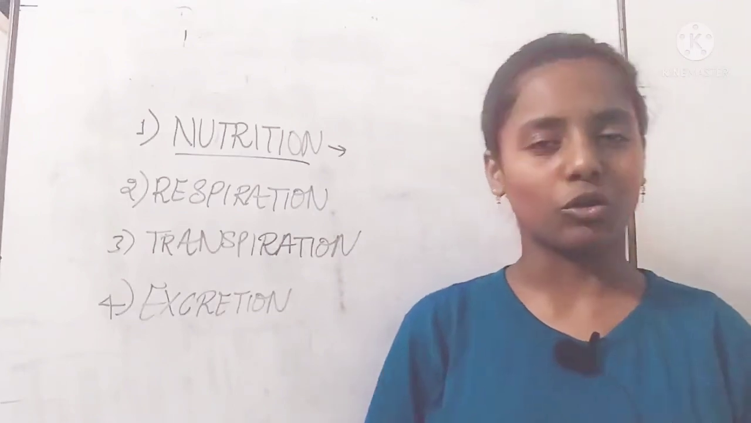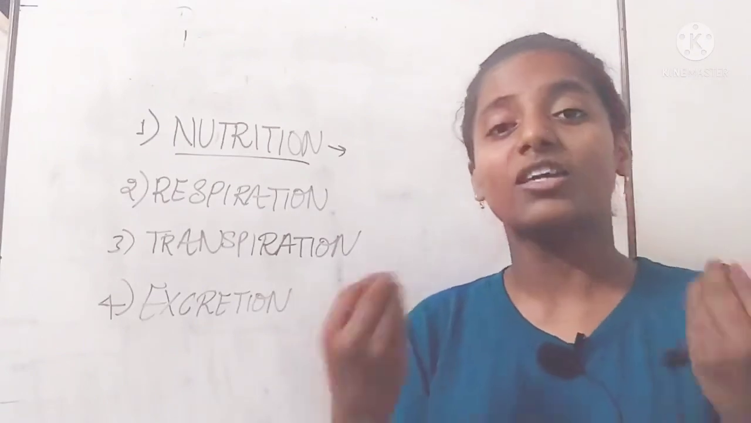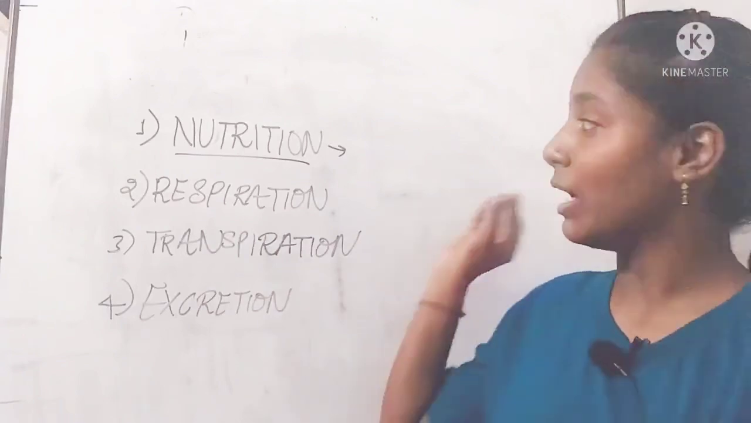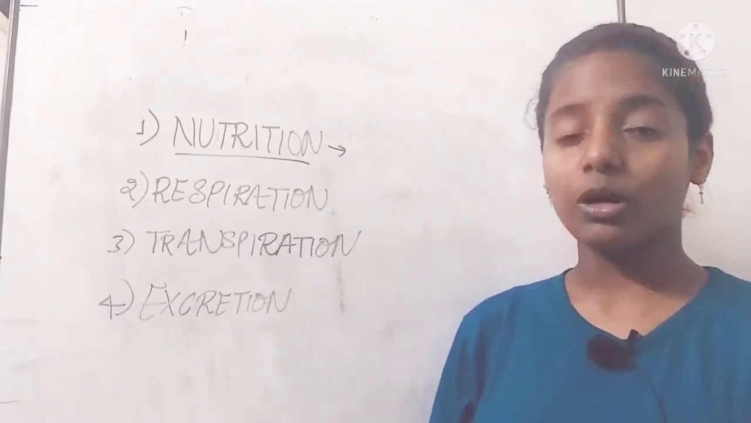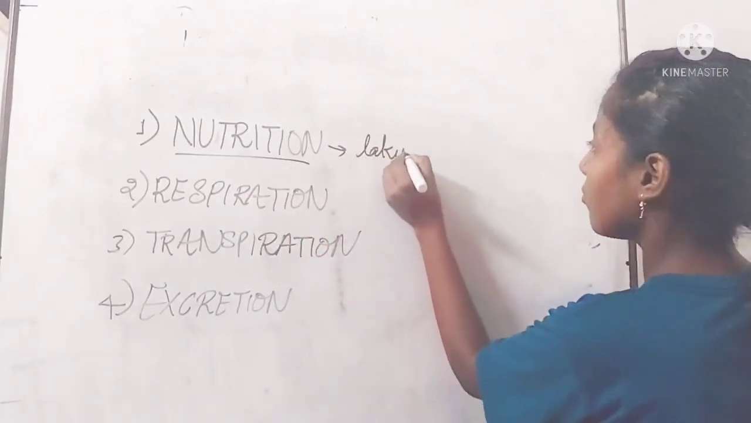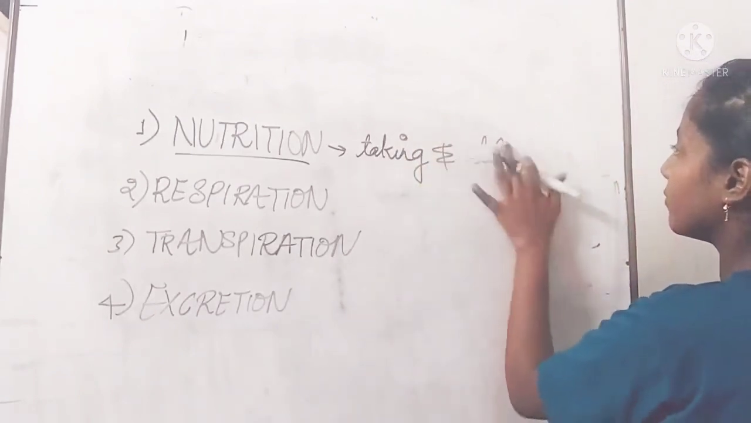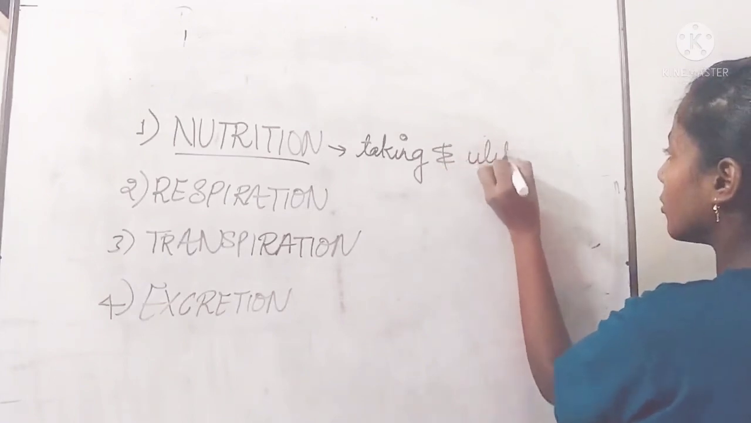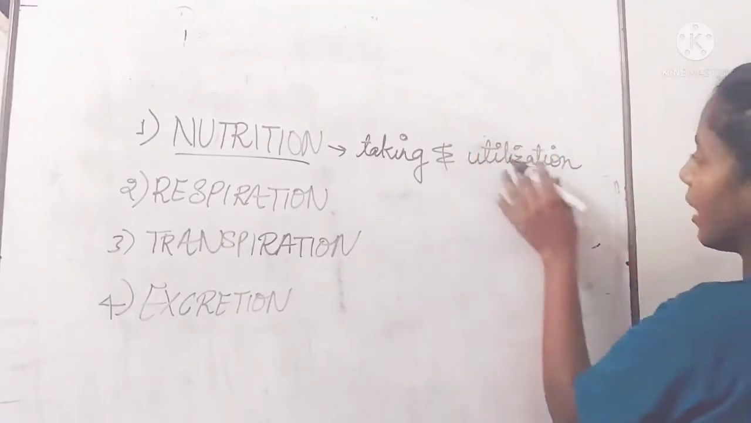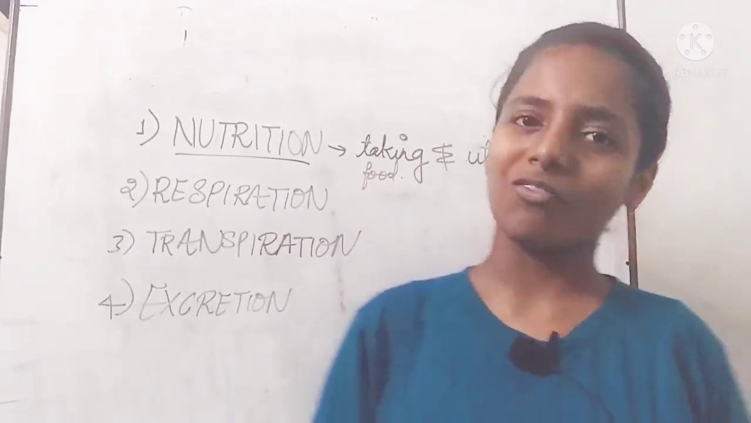Nutrition is the type of process in which the eating or ingestion and the utilization of food happens, and when this utilization occurs, the blood gives the food to the entire body. So simple, nutrition is the process of taking and utilization of food through the help of blood.